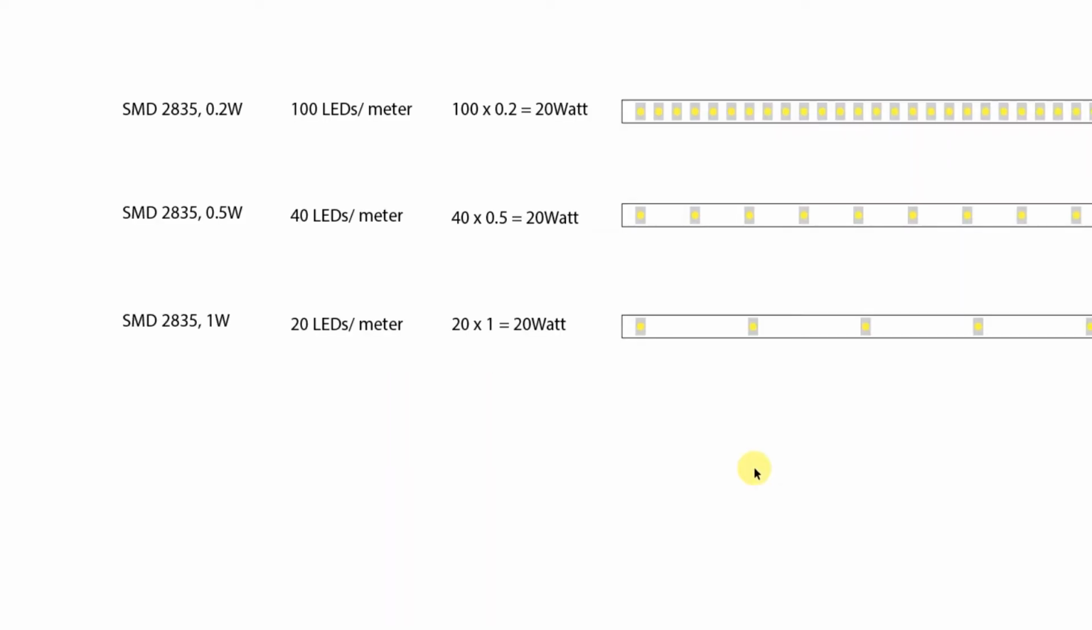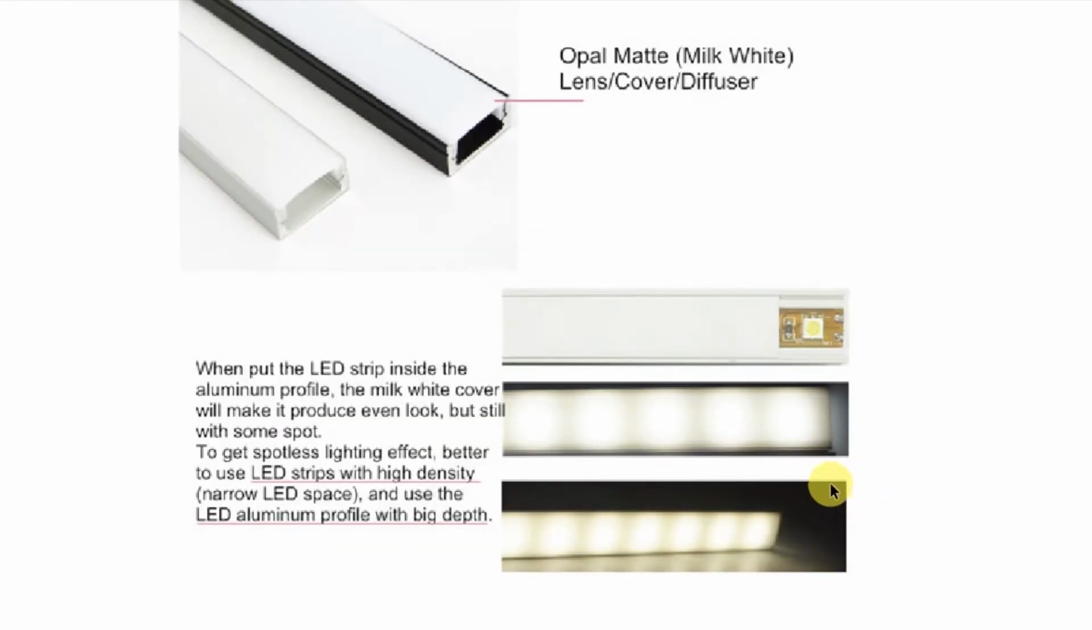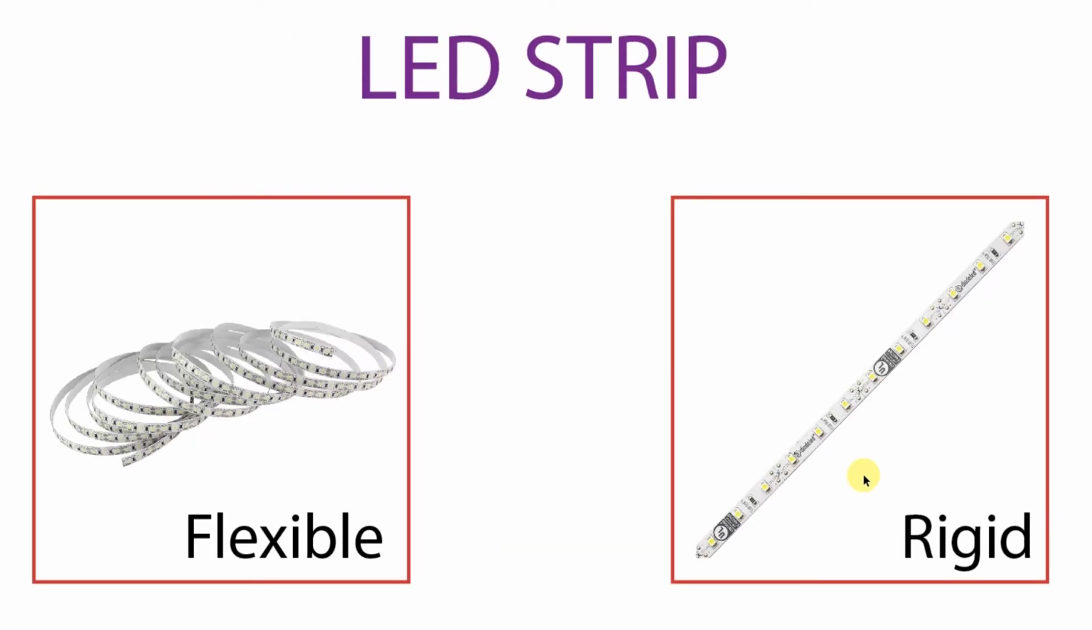But the problem is the spot effect of light. The spot effect is highest where we use 20 pieces of LED per meter, and the spot effect is lowest in the one where we have used 100 pieces of LEDs per meter. And this is a real scenario of a spotlight effect, and you can overcome this problem by using more density of LED chips per meter and by using a big depth of LED aluminum profile. Rigid type LED strip is better than flexible type, because rigid type LED strip can be replaced or changed anytime, because the rigid type LED strips are set to the aluminum profile by screw.